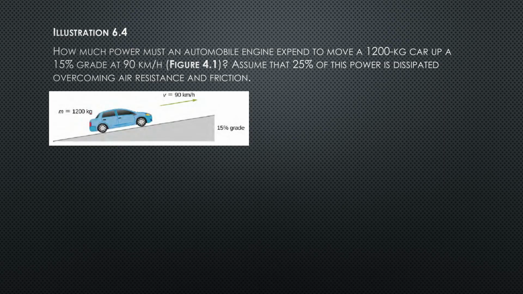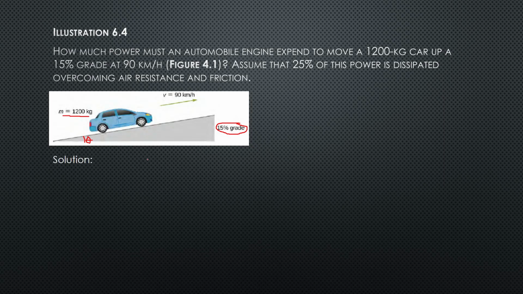So the mass of the car is 1,200 kilograms. Okay, its velocity is 90 kilometers per hour, and a 15% grade. So when we say 15% grade, you can calculate its angle using that given, using the formula tangent theta is equivalent to 0.15. Later on I will explain.